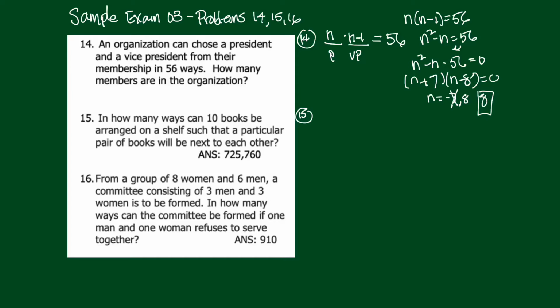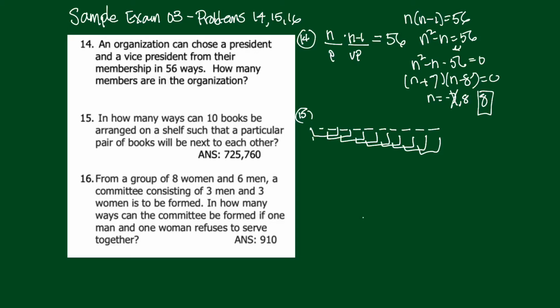Number 15 asks us how many ways can 10 books be arranged on a shelf such that a particular pair will be next to each other. All right, so let's draw this and see what we come up with here. So we've got 10 books: 1, 2, 3, 4, 5, 6, 7, 8, 9, 10. And we want a particular pair to be next to each other. So where can that pair be? That pair could be here, here, here, these two, these two, these two, these two, or these two.